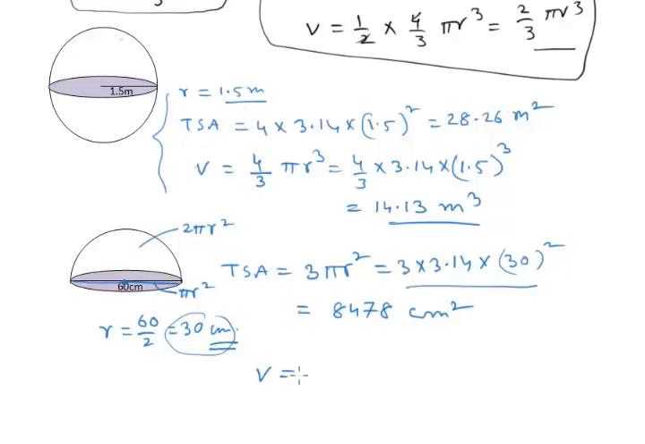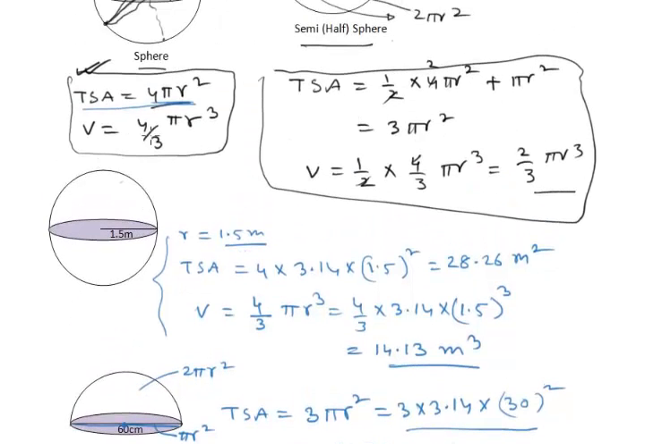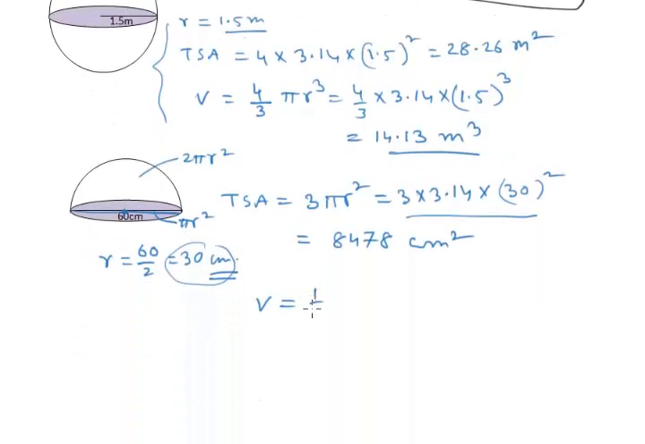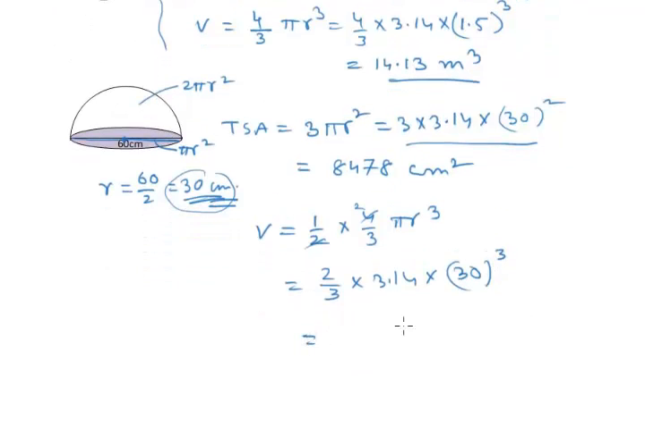And the volume, the total volume for the sphere is 4 by 3 pi r cube. So its volume will be half of it. So half of 4 by 3 pi r cube, that means 4 and 2 you will get 2. So 2 by 3 pi, which is 3.14, and r cube, here r is 30 centimeter. So it will be 30 cube. So if we do this calculation, we will get 56520 centimeter cube.